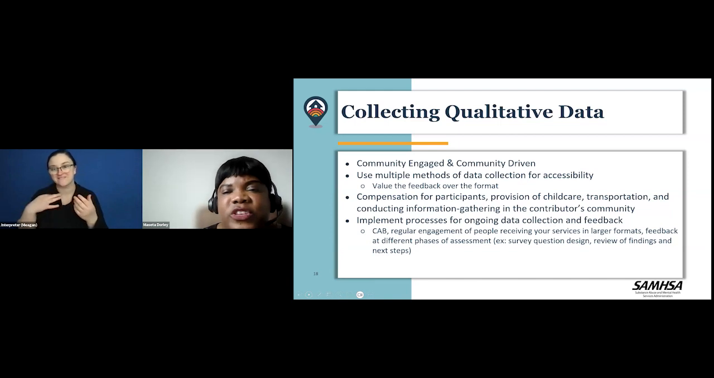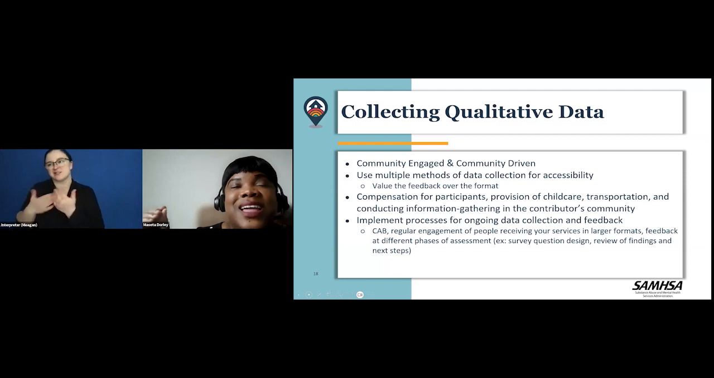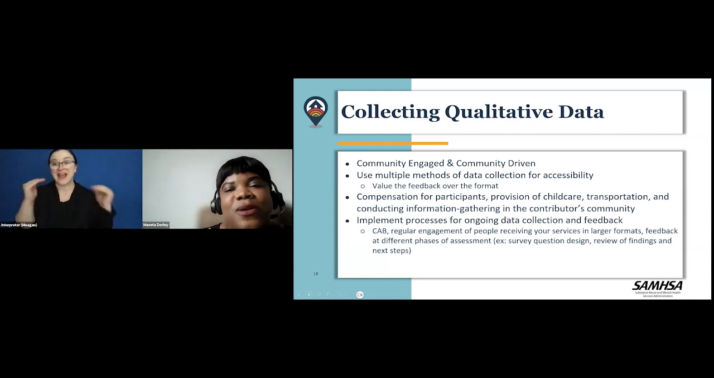and that you're able to ensure that it's community engaged, with multiple and diverse volunteers, and community driven, with use of multiple methods of data collection for accessibility, meaning that you must value feedback over the format. Don't just be stuck to one methodology because, again, it's convenient. Equity is not convenient. Equity is being accessible. So we want to ensure that there are different ways that folks can give feedback.